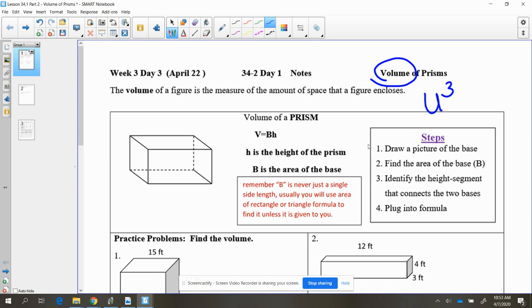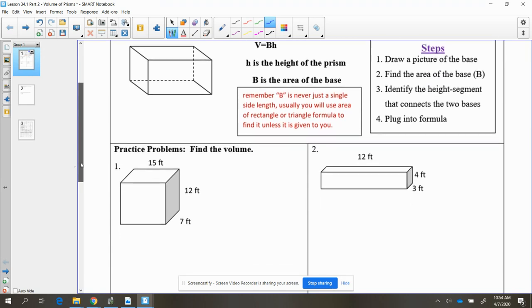First is picture what your base is. Draw the picture of the base, and you're going to find the area of said base. From here, you need to then identify the distance between your two bases, aka the height of your segment, and finally, you will plug it back into the formula.